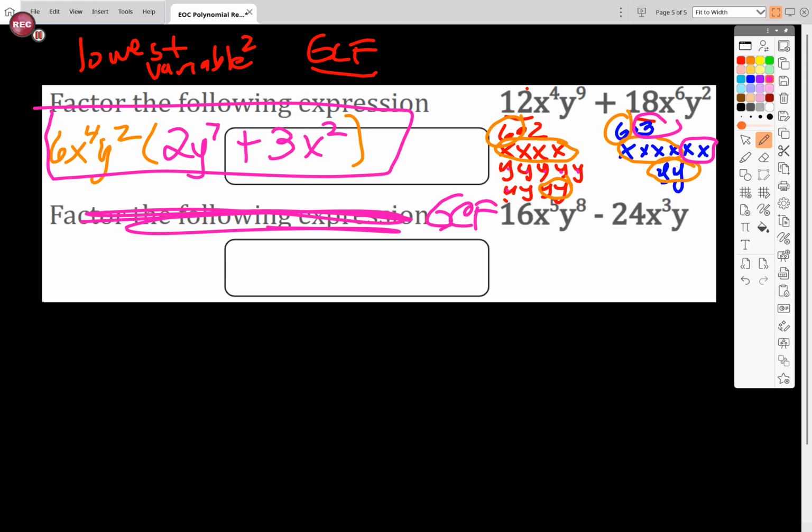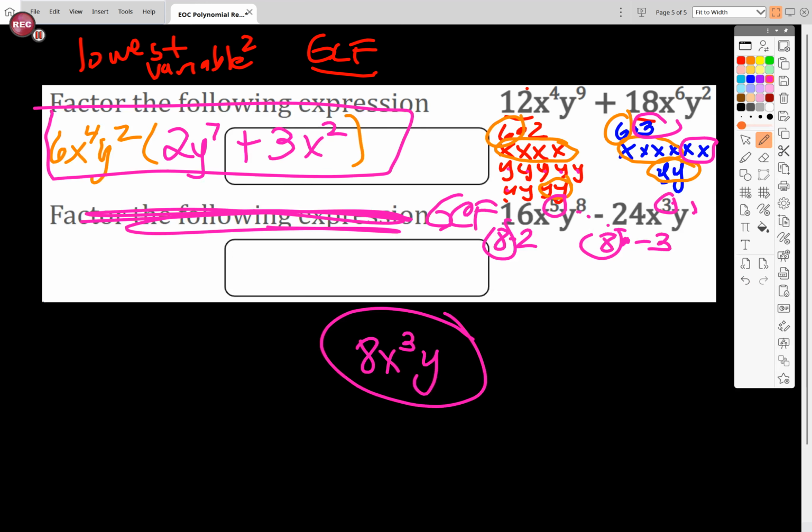Right? Now, same concept if they ask you what is the greatest common factor, right? We do the same process. Between 16 and 24, the greatest common factor is 8. So 8 times 2 for 16, 8 times negative 3 for negative 24. And now what's the lowest amount of variable? We have x to the 3rd, x to the 5th. X to the 3rd is the lowest amount. So we can take out 8, x to the 3rd. And now for the y's, only one in common because you have an 8 here and a 1 here. Right? If it says factor, you open your parentheses and keep going. If it says what is the greatest common factor, you're done. That's your answer.